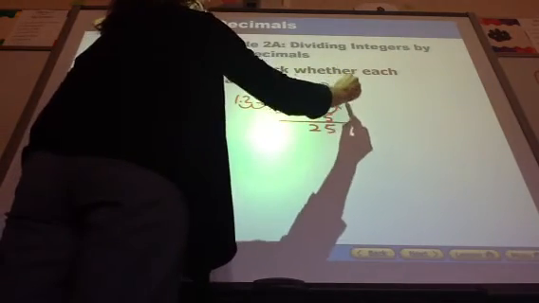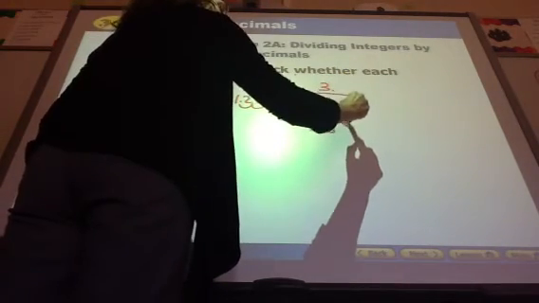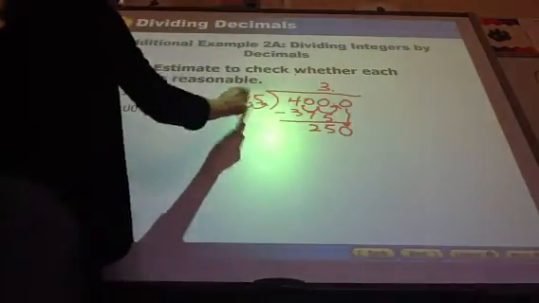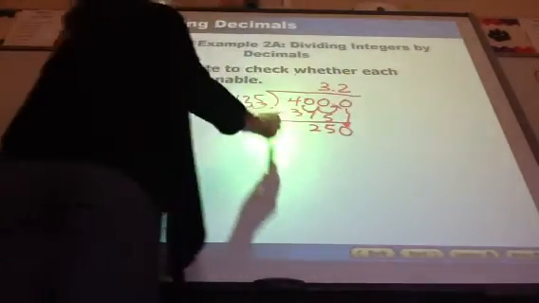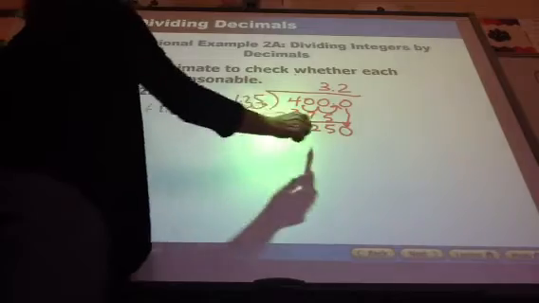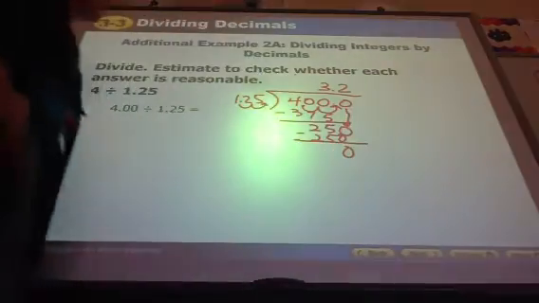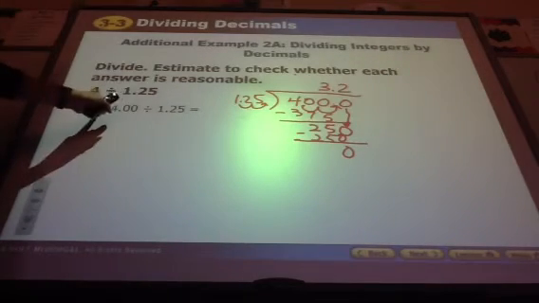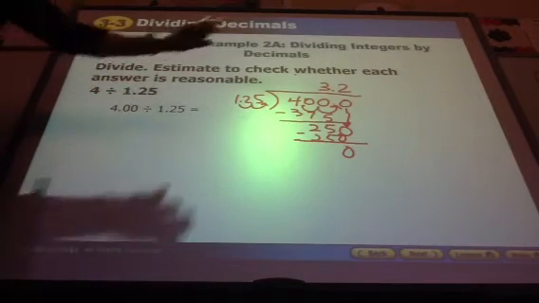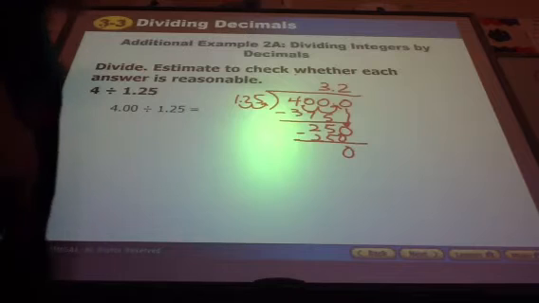Now I'm going to bring down a 0. So 250. 250 divided by 125 is 2. So it's 3 and 2/10 because 2 times 125 is 250. And when I subtract, I get 0. So my answer is 3 and 2/10. There's no negatives, both positive, so my answer is going to be positive.